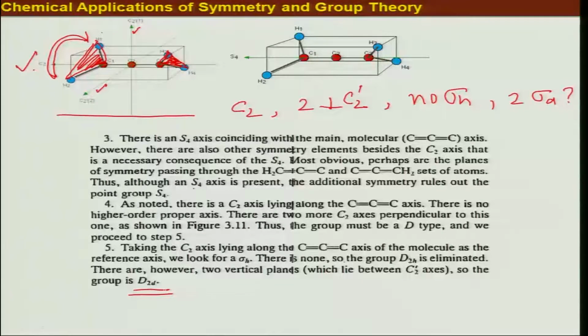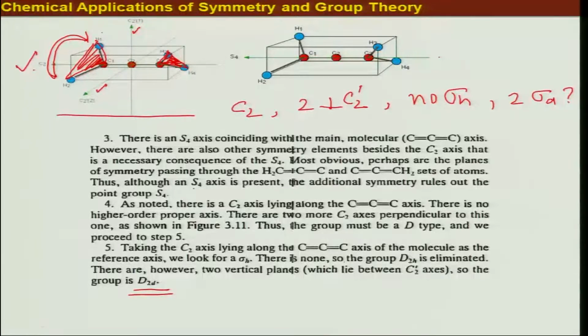Now, one more thing you see here is how the way you draw this structure helps you in finding out the symmetry operations. In this particular structure, this is behaving exactly like the structure of methane.